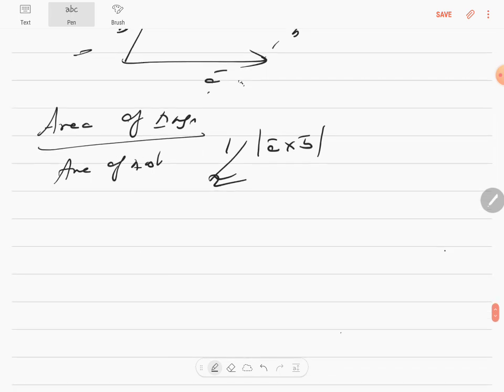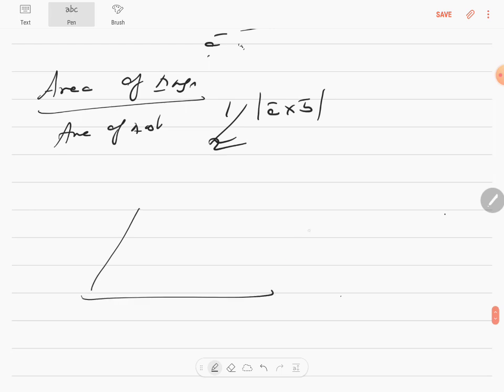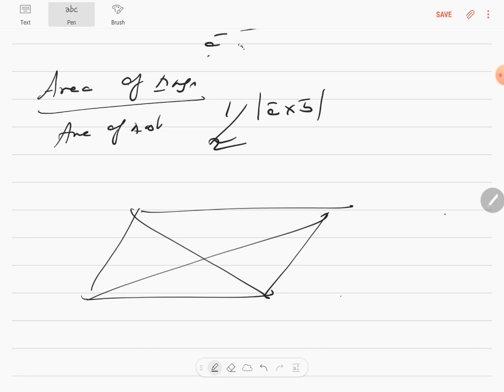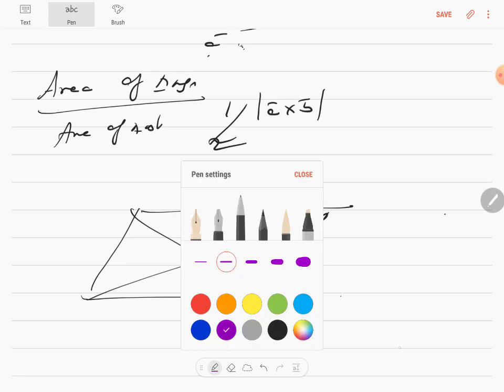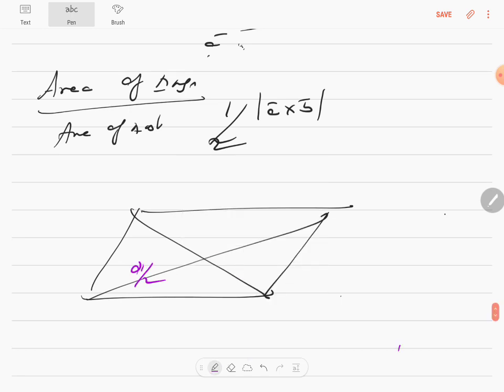Using diagonals, how to find the area? Supposing you have a parallelogram. This is diagonal 1 and this will be diagonal 2. You know, diagonals bisect each other. So diagonal 1 will become d1 by 2 and diagonal 2 will become d2 by 2. This is now the area of a triangle.